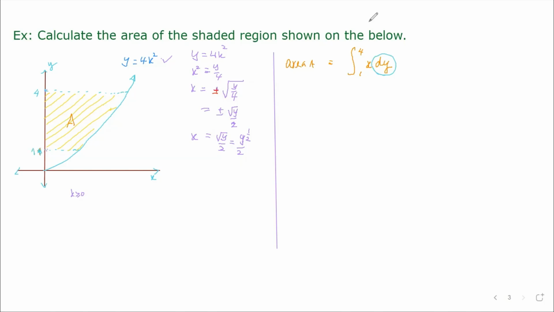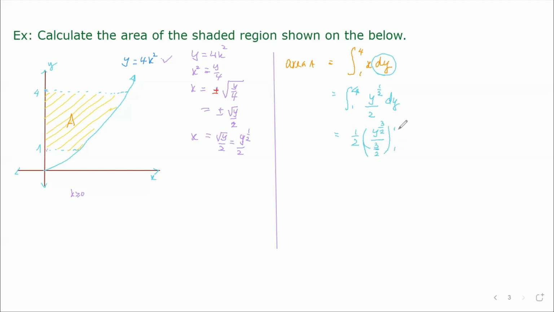Okay, so this gonna be replace x because x equal to this one. So integrate 1 to 4, x is y power half over 2 dy. Okay, so integrate this one gonna be 1 over 2 out, and then this one gonna be y power half plus 1 become 3 over 2, and then over 3 over 2, and the whole thing.